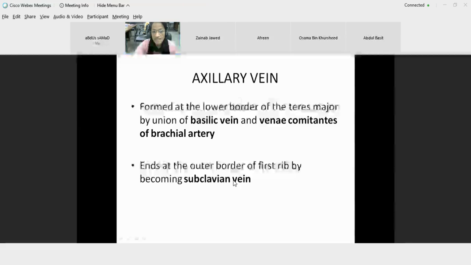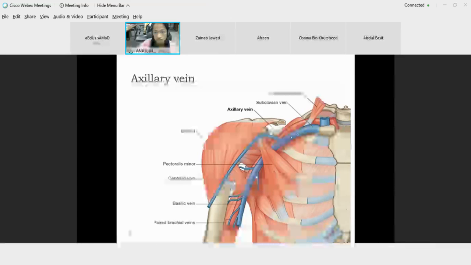I have explained this. See, axillary vein is formed at the lower border of the teres major by union of basilic vein and vena comitans of brachial artery, means the vein which is accompanying brachial artery. That is what I have shown there, paired brachial veins. It ends at the outer border of the first rib by becoming subclavian vein. This is what I have already explained in the picture.